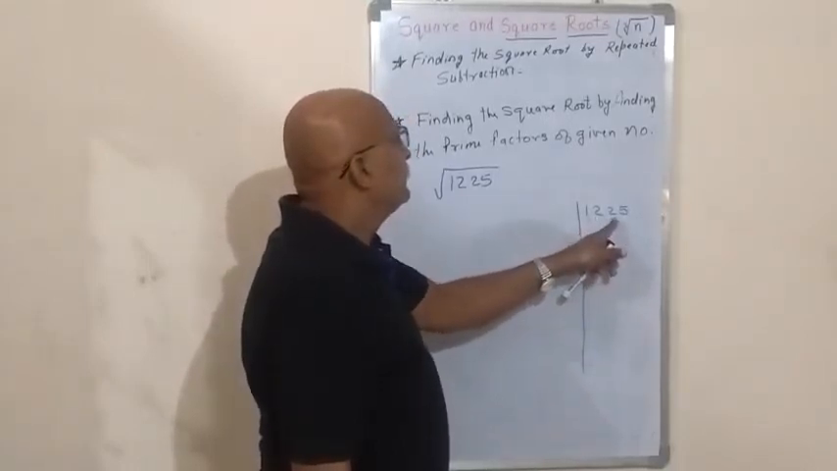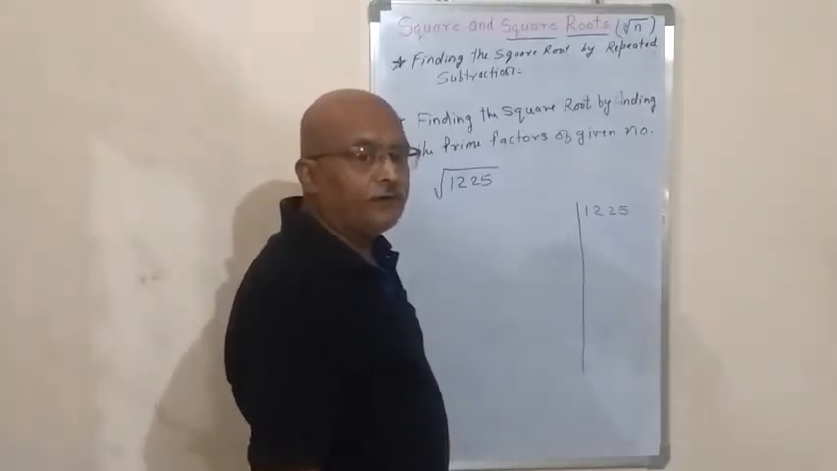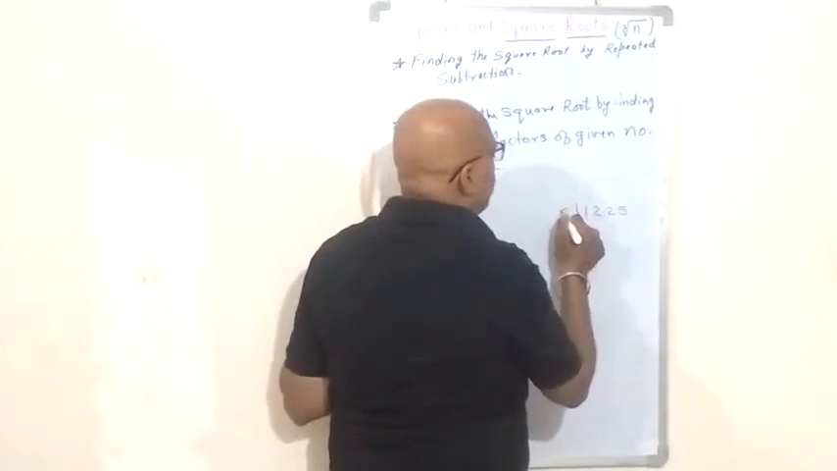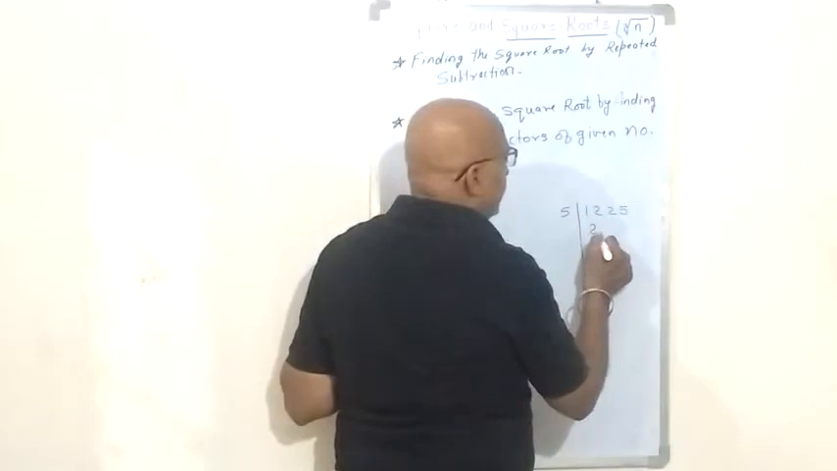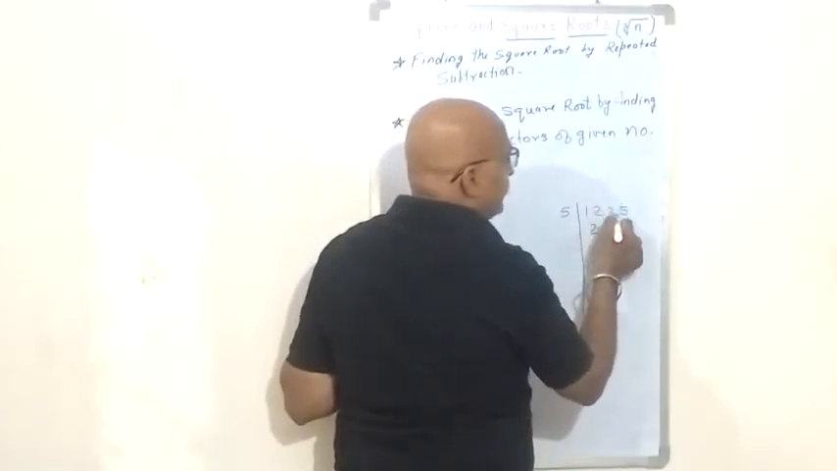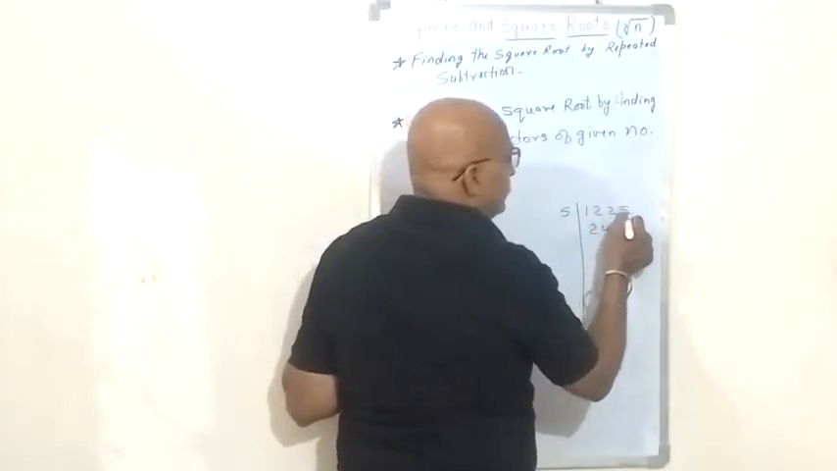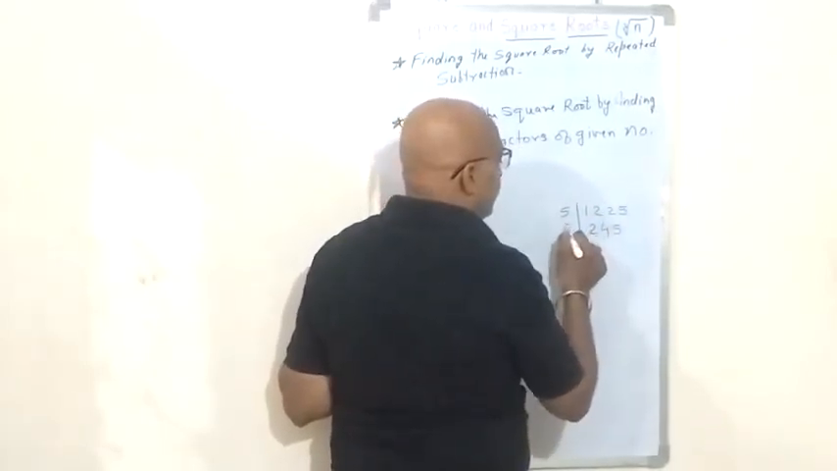3 plus 2, 5 plus 5, 10. So 3 is also not a prime factor of this. So directly we have to go for 5. When we divide this by 5, 5 2s are 10, remains 2, becomes 22, 5 4s are 20, remains 2, 5 5s are 25. Again we can divide this by 5.